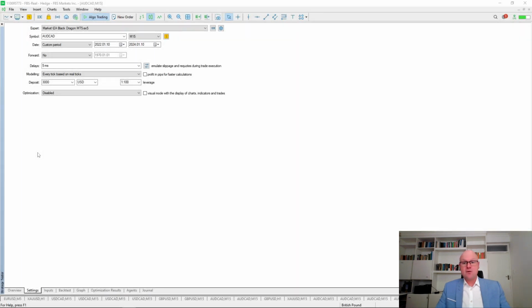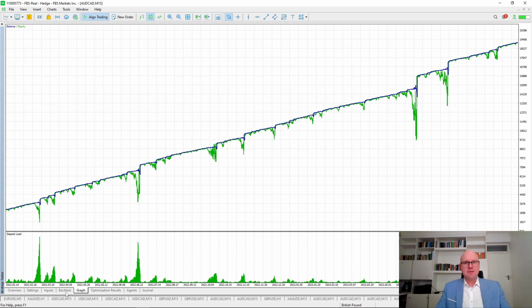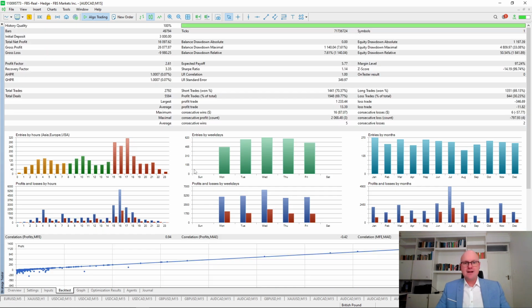So if we take a quick look at the results of what this would look like over a 24-month period, from the 10th of January 2022 until the 10th of January 2024, if the hedge function is set to true, we have a lot more trades in the market. Remember, it is only using the Black Dragon indicator at the moment to determine when to buy or sell, and these are two independent grids trading at the same time.